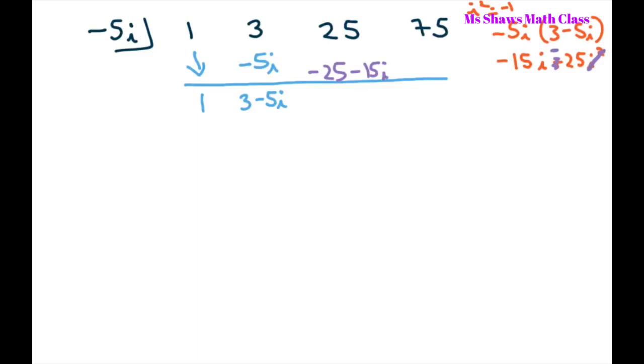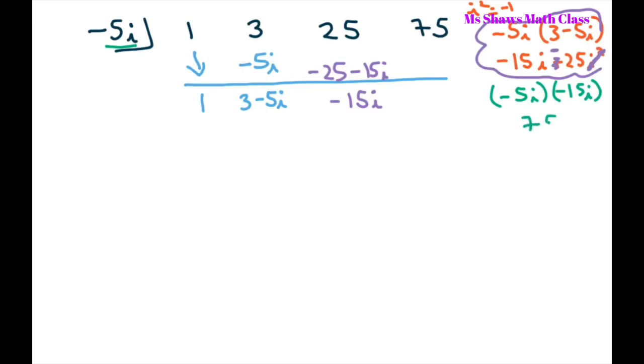Now, when you add these two, you're just going to get -15i. So this is the part you got to be a little bit careful with. Then the rest is pretty easy. Multiply -5i times -15i, and that's going to give you 75i squared. i squared is -1, so just make that negative, and that gives you 0.